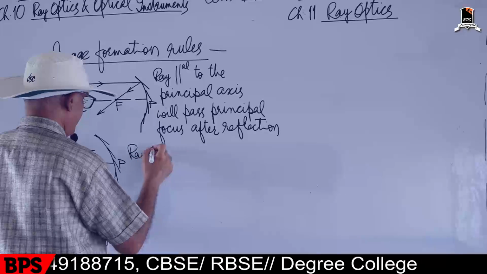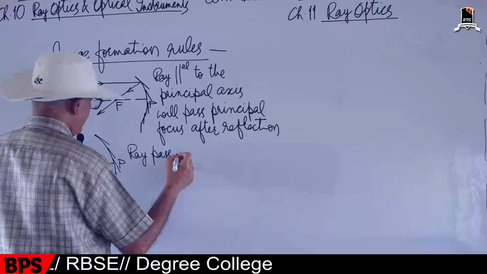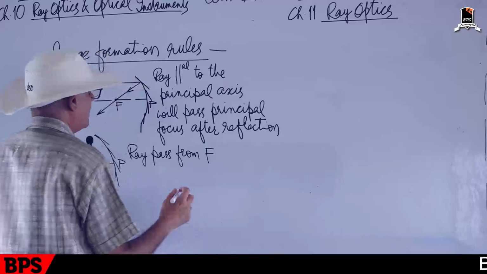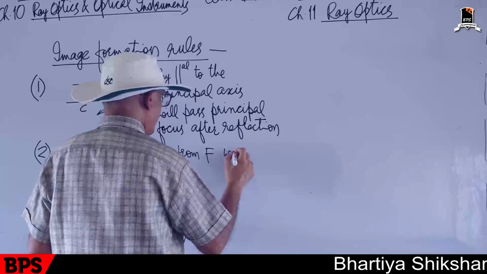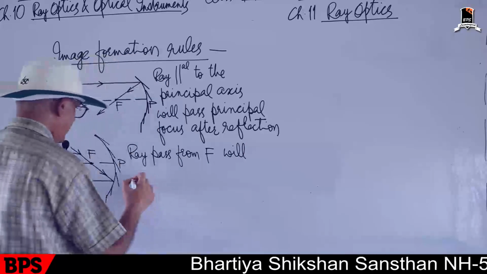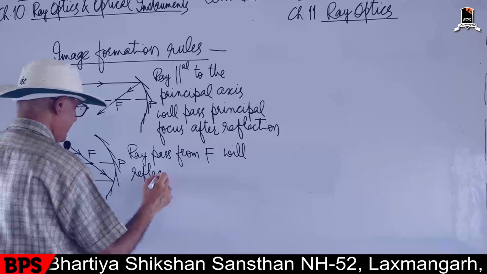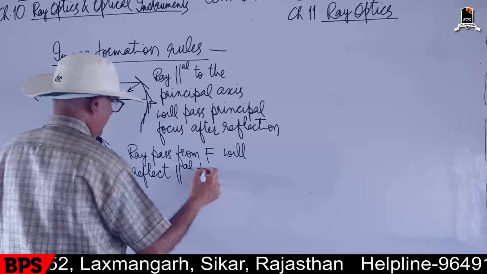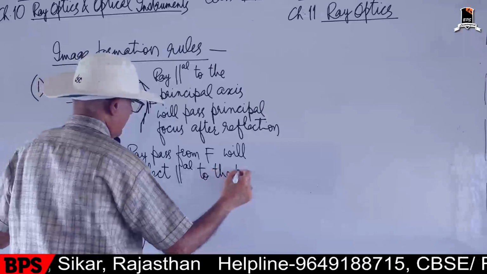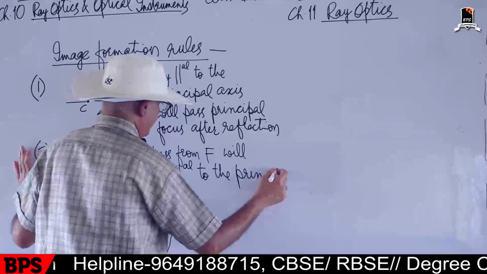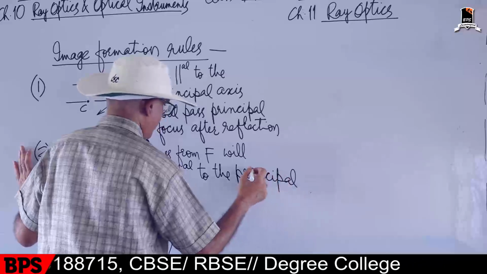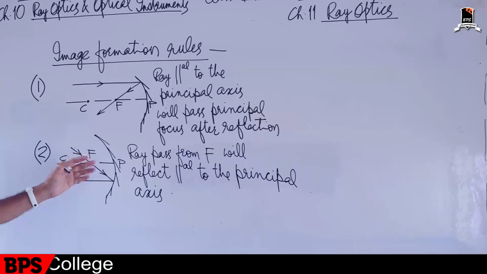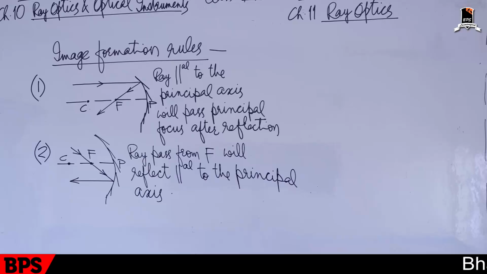Ray passing through F will reflect parallel to the principal axis. This is the second rule of image formation.